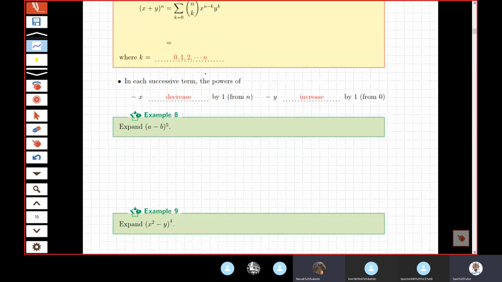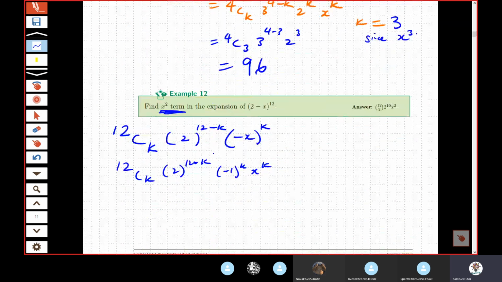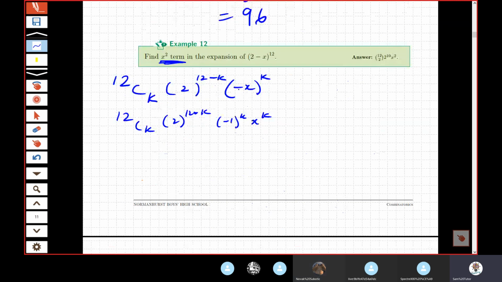Okay, so go down. This negative needs to be -1 to the power of k, and then x to the k. We agree with that? And then of course, k equals 2. So therefore you get 12 choose 2, 2 to the power of 10, and then -1 to the power of 2 is just 1, and then x squared. And that's the answer: 12 choose 2, 2 to the power of 10, x squared. Aha, okay.